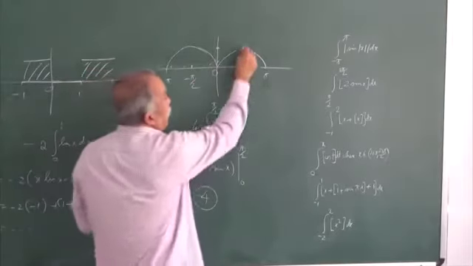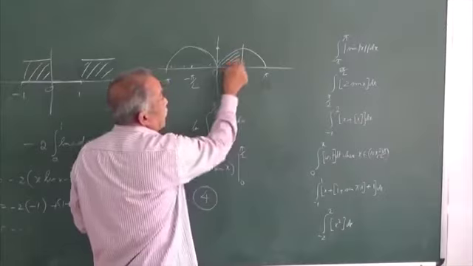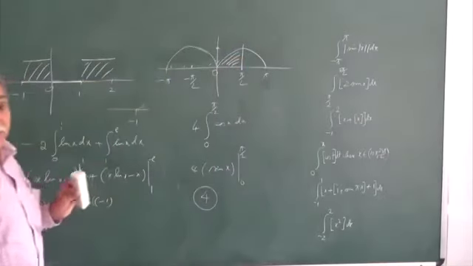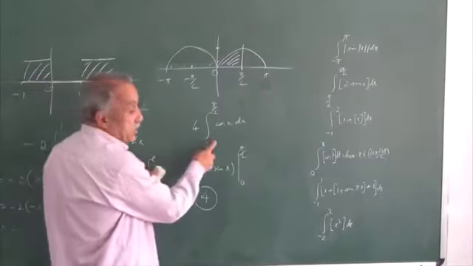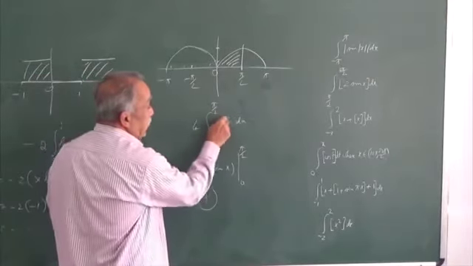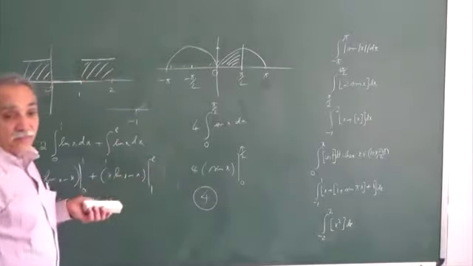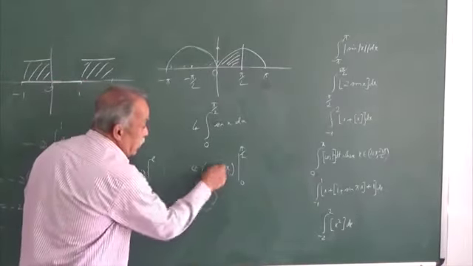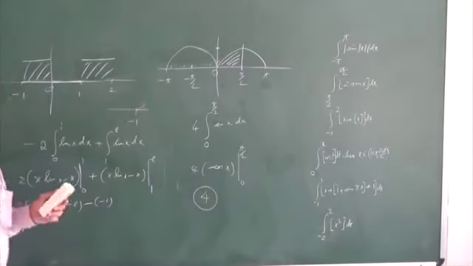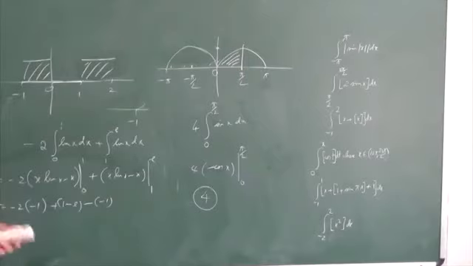Again, what you are required to find is 4 times the shaded area in the figure. What is the shaded area? It is integral 0 to pi by 2 sin x dx. And what is it equal to? 4 into minus cos x from 0 to pi by 2. Okay.